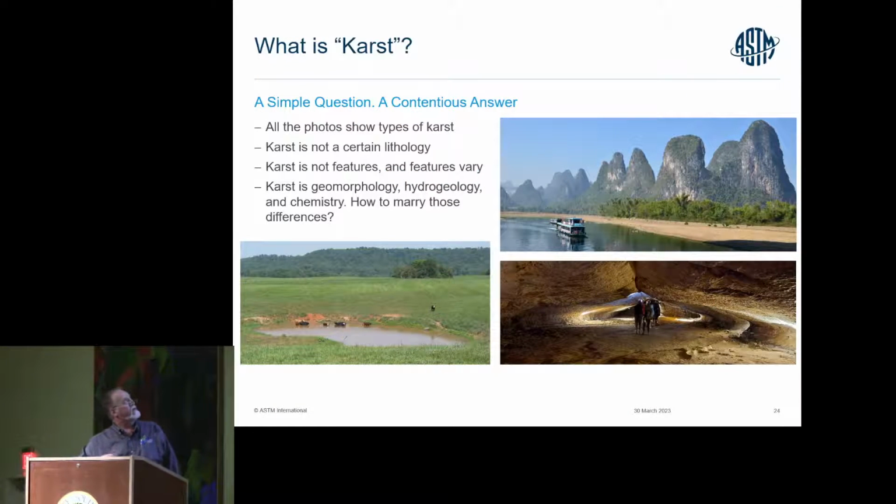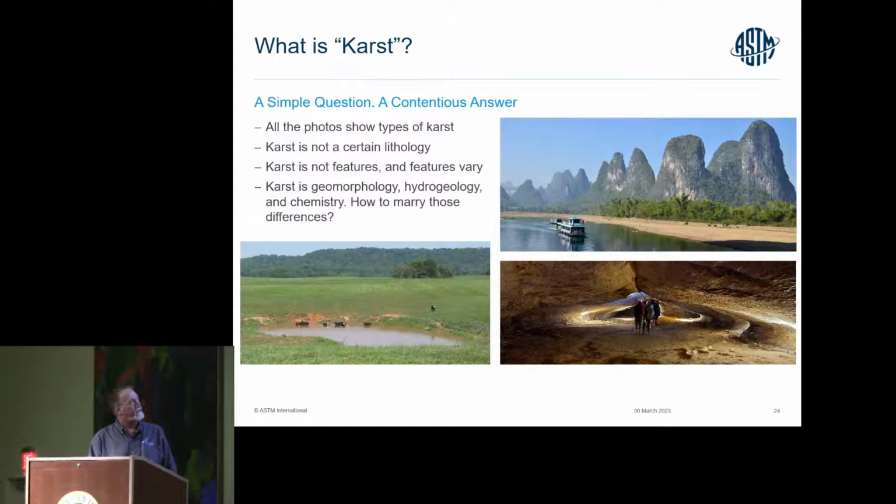What is karst? It seems like a pretty simple question, but it's actually a very contentious question. You saw before when asking what a sinkhole was, how many people had different opinions on that. And that's what we're running into with the term karst.